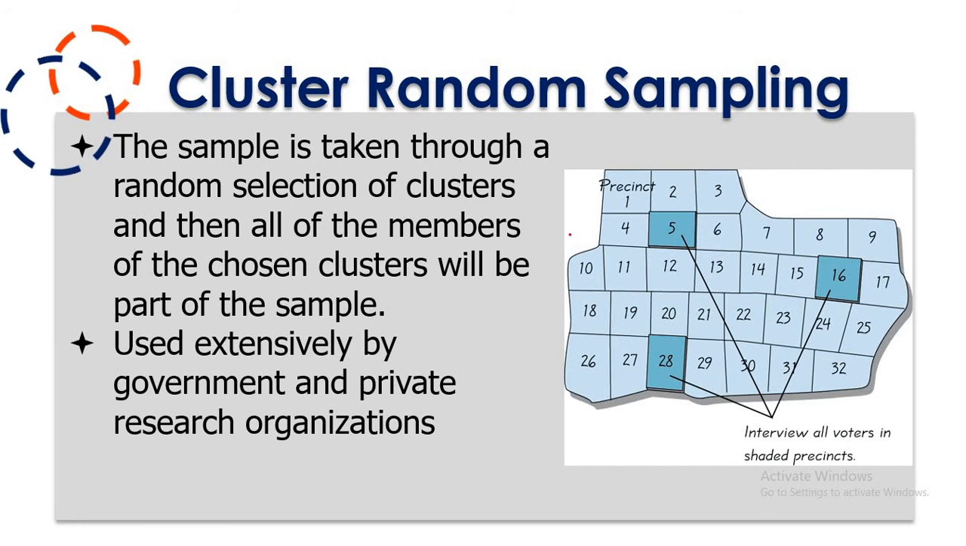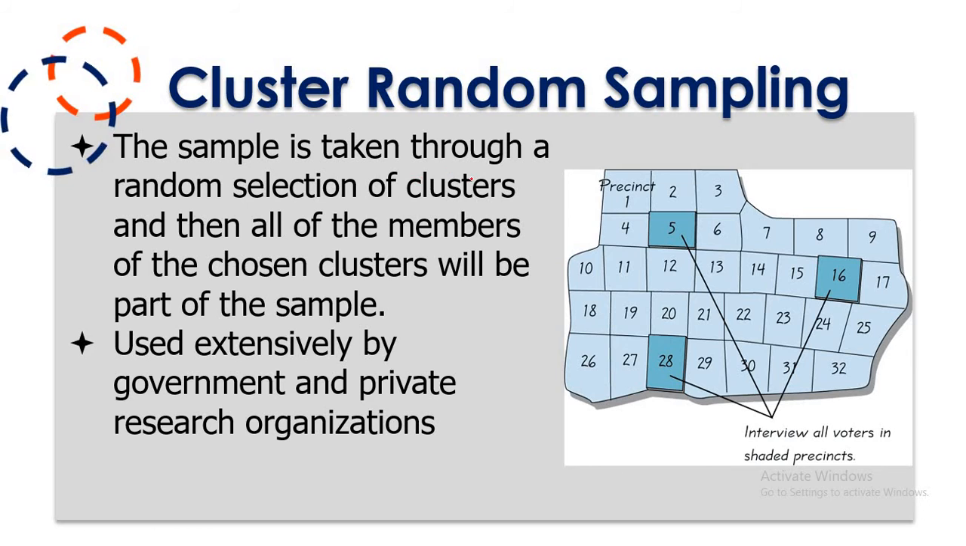So the groups or the clusters here are the barangays or the precincts numbered from 1 to 32. How are we going to do the sampling here? We are going to select groups. Unlike in stratified random sampling, where per group we take samples, for cluster random sampling we are going to take groups as our sample. So all of the members from the groups taken will be the sample.